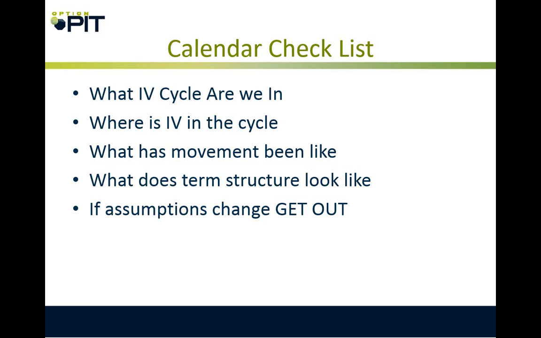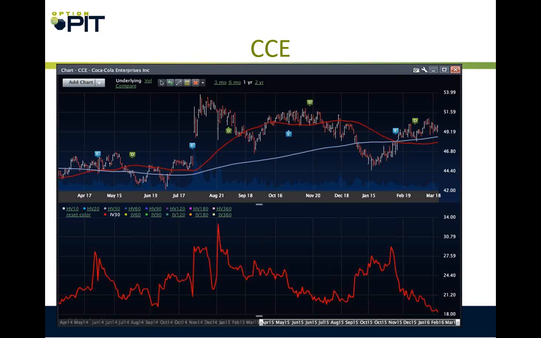So let's look at one that I do kind of like. This is one that popped on my radar today. What is CCE? You guys know what CCE is? It's Coca-Cola Enterprises. The top is a candlestick chart. The red line is the 50-day moving average, and the gray line is the 200-day moving average.